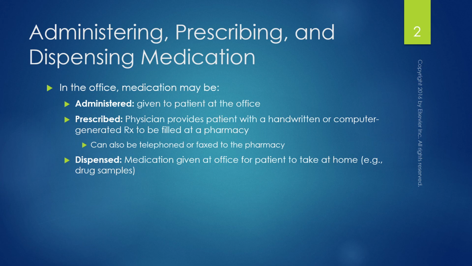So know that there's, roughly speaking, three ways that patients can be given medicine from a physician. A medication can be administered, that is given to the patient at the office, prescribed, where the physician would provide the patient with a handwritten or computer-generated prescription to be filled at a pharmacy, which can be telephoned or faxed or electronically transmitted, or dispensed. The office may give the patient drug samples, or may have an in-office stock of medications to dispense to the patient.